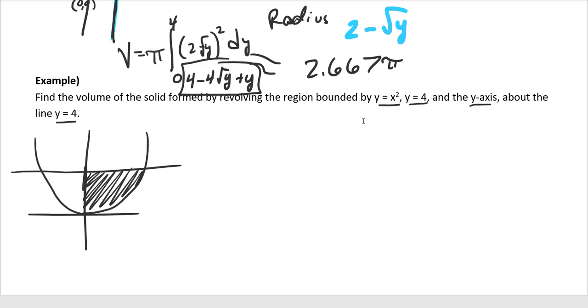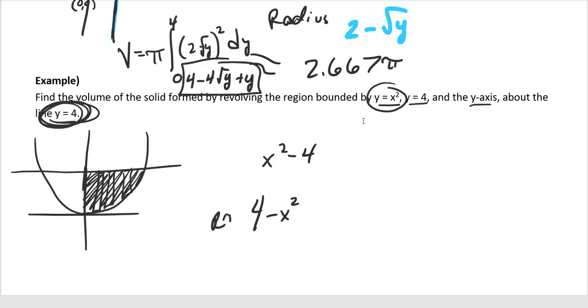And because I'm going about the line y equals 4, I'm finding vertical disks. Okay, vertical. So I can leave my function in this form, y equals x squared. But in this case, I can't go x squared minus the axis of revolution. I have to go from the top down. So I can go 4 minus x squared. This is my actual radius.